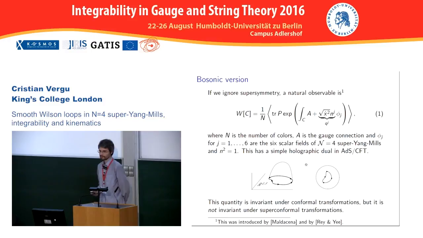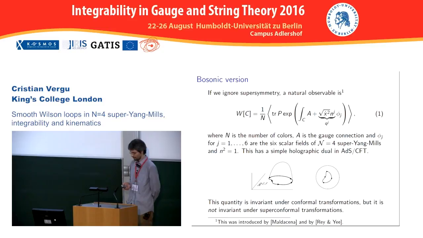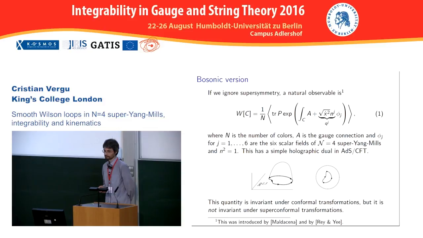Okay, so this is a very nice quantity. You can also show that it's conformally covariant, I should say, in the sense that if I act with a conformal transformation, the contour gets mapped to a new contour, and the observable on the new contour is equal to the previous one. However, this quantity is not invariant under superconformal transformations.